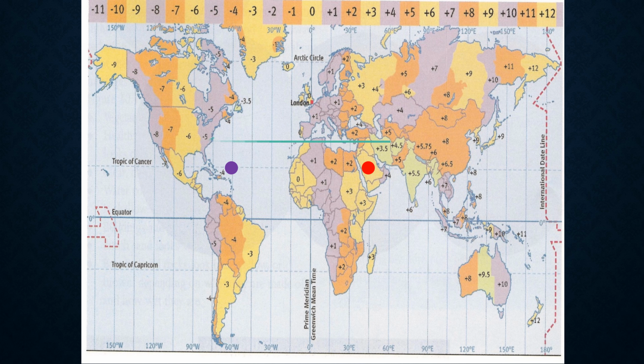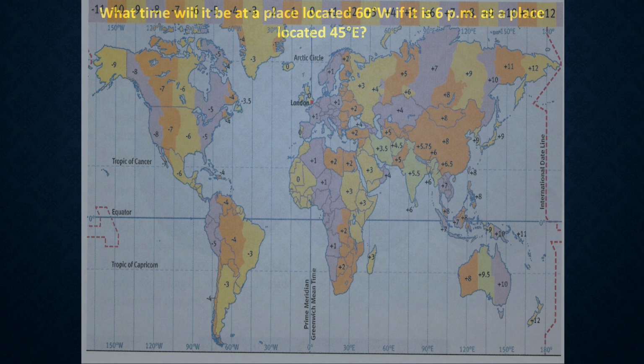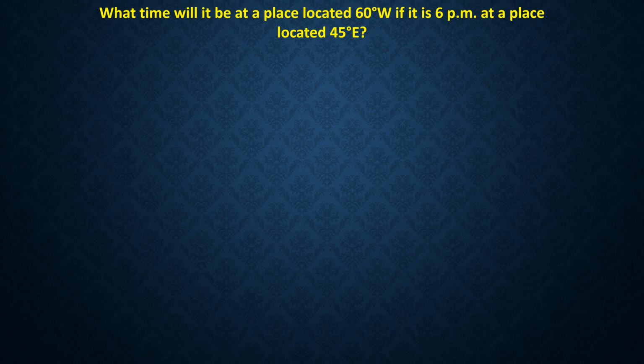As you can see, the arrow shows that we are going in what direction? A westerly direction, because 60 degrees west obviously is west of 45 degrees east. Very simple, very straightforward. So let's get back to the calculation.